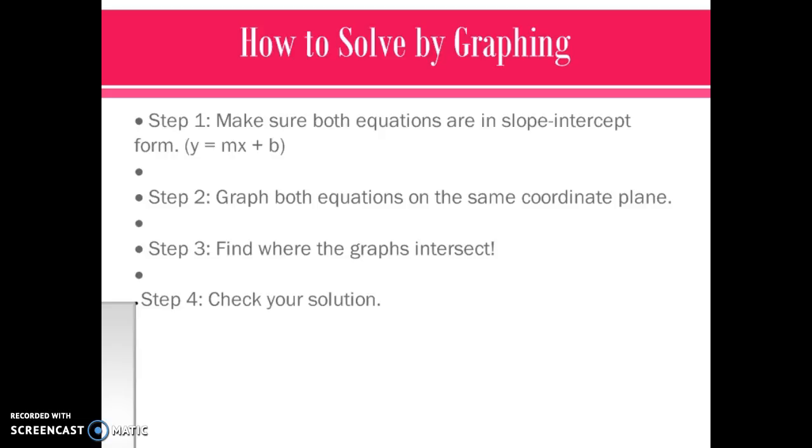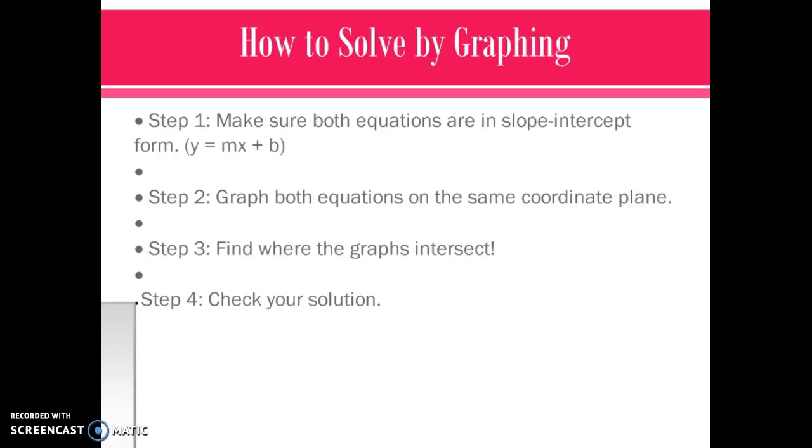And the reason being that we could graph it in standard form, we could graph it in point-slope form, but slope-intercept form tends to give us more points. It's easy just to keep counting using your slope, right? And the more points you have on your graph, the less guessing you have to do because you can see exactly where your lines cross.